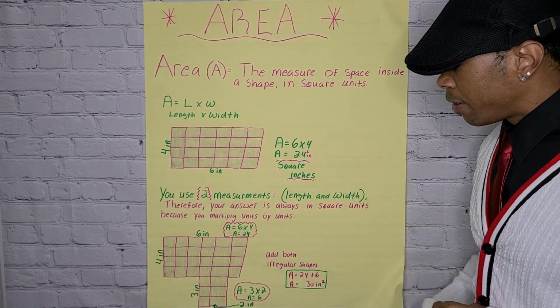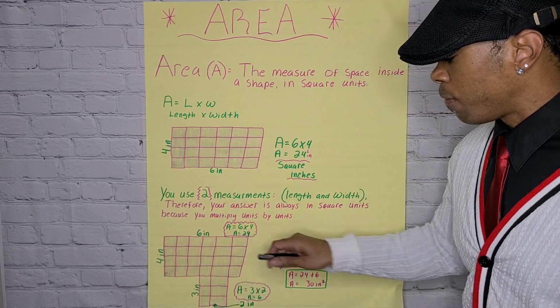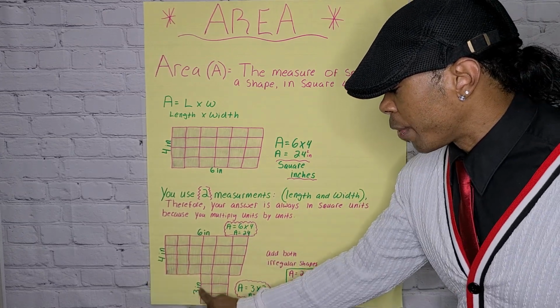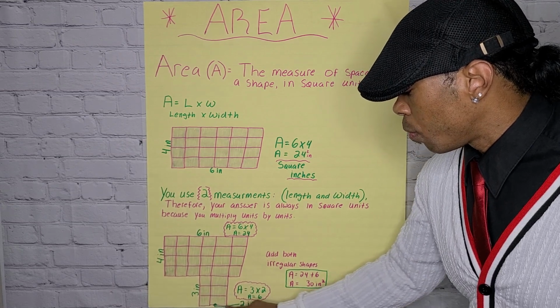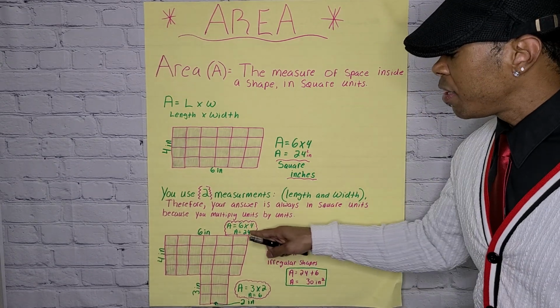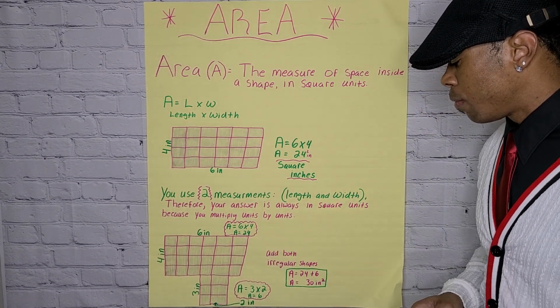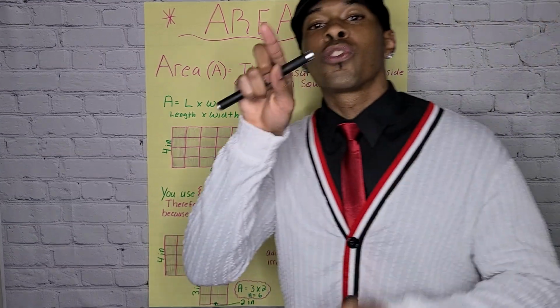And how I got it? I did 6 times 4, which gives me 24. And then I did 3, here's 1, 2, 3, times 2, which gives me 6. And I simply added 24 plus 6, which gives me the answer, 30 inches squared.